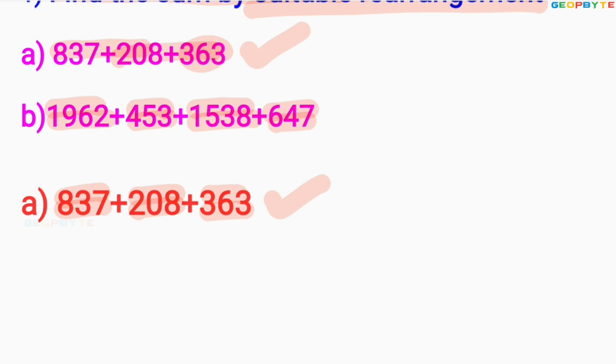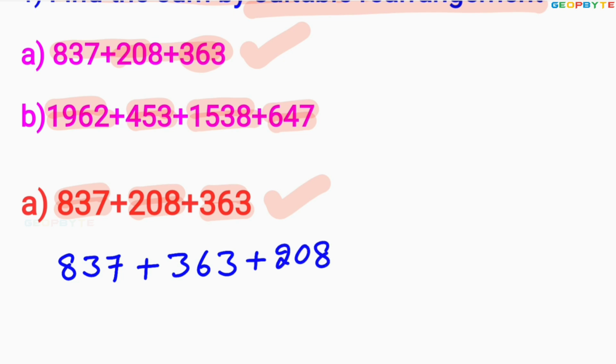I am going to write 837 plus 363 plus 208. I am using brackets for the first two numbers, which means I am going to add these two numbers first.